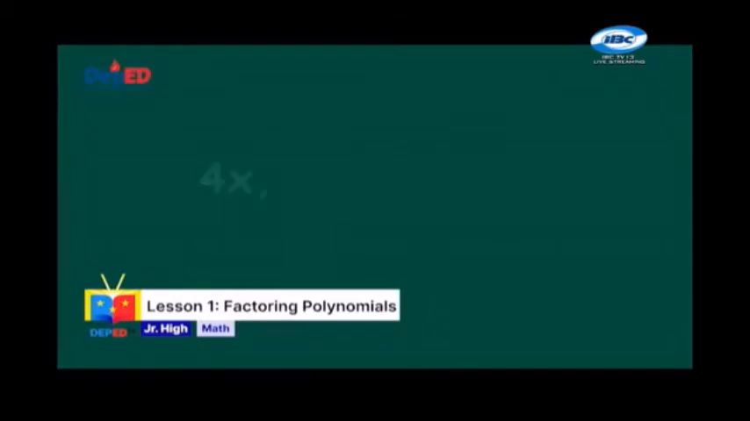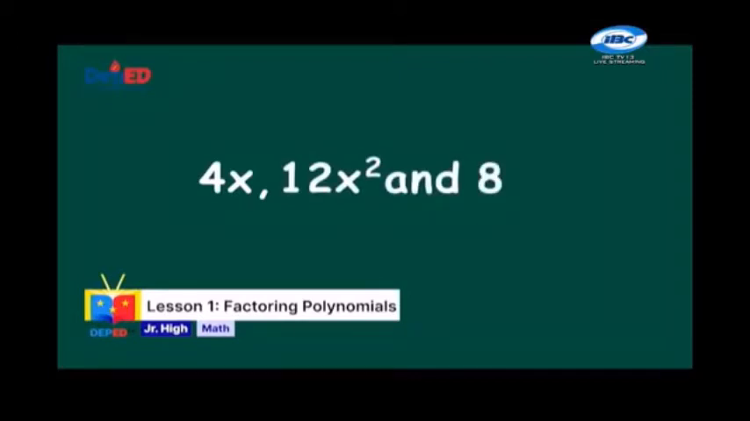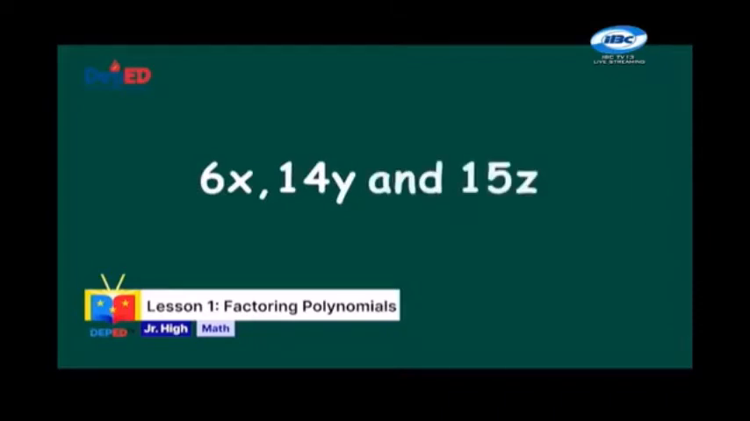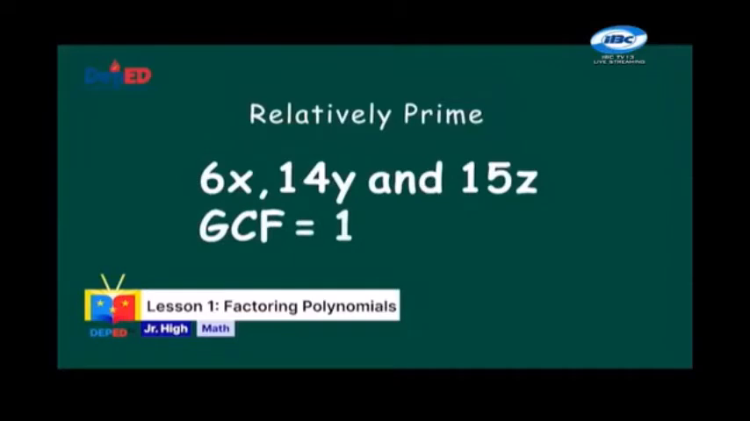Next, what is the greatest common factor of 4x, 12x squared, and 8? The answer is 4. How about the greatest common factor of 6x, 14y, and 15z? Since all three expressions do not have a common prime factor, we can say that they are relatively prime. Hence, the greatest common factor of 6x, 14y, and 15z is 1.